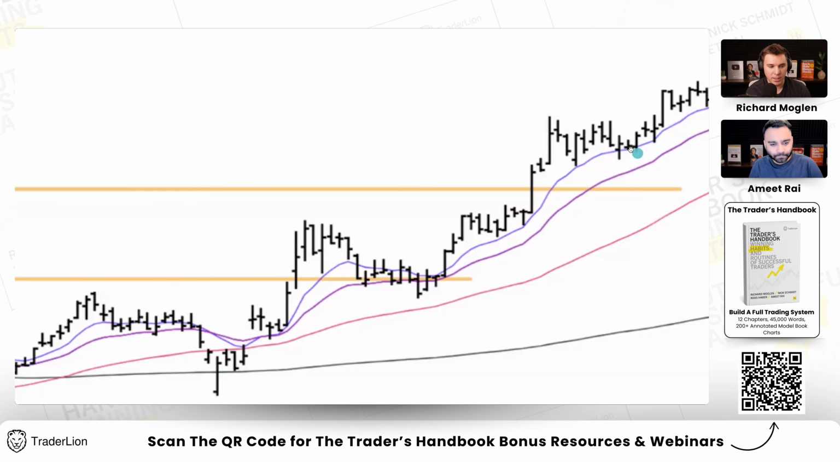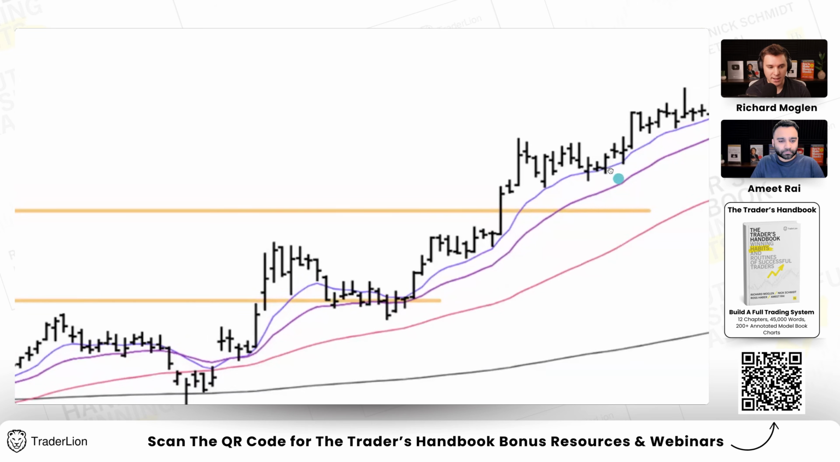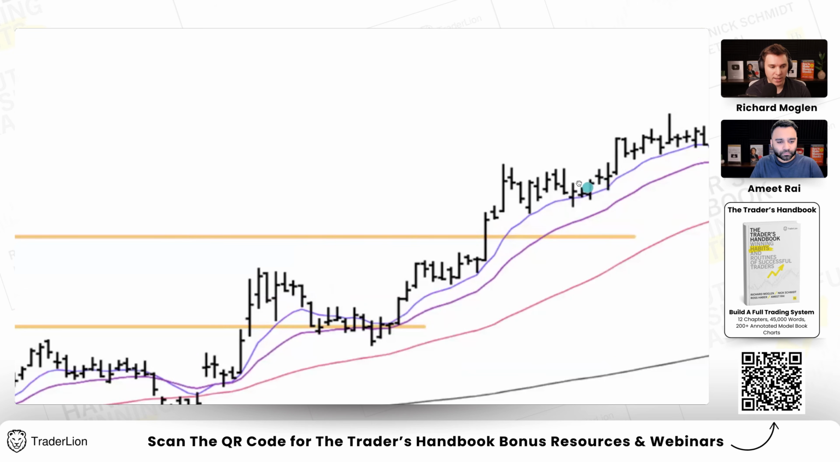What happens the next day? We get an outside reversal where we undercut this low of the inside bar and close strongly above that high. That would be an entry point. And Leif actually bought this on this day. This is exactly what he looks for. And we get an expansion higher.